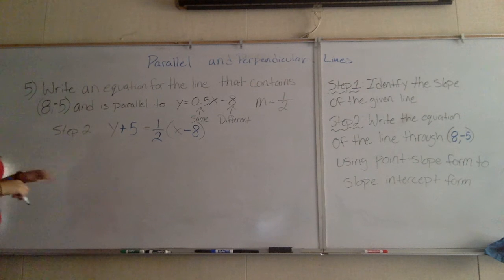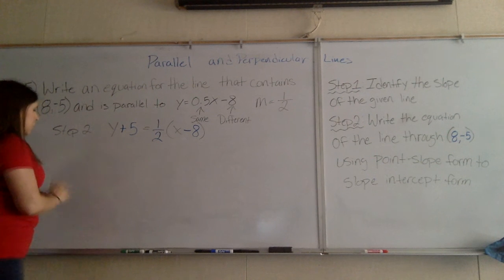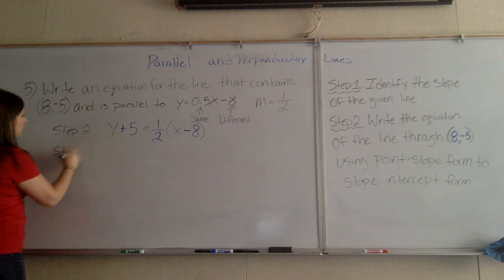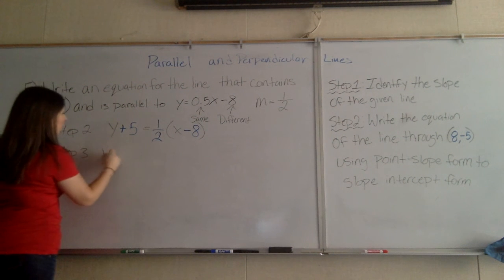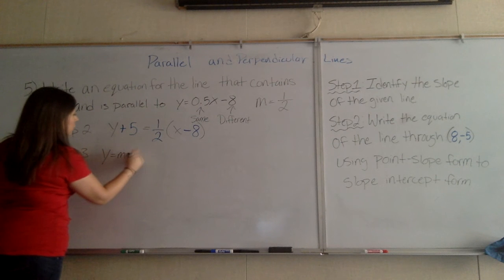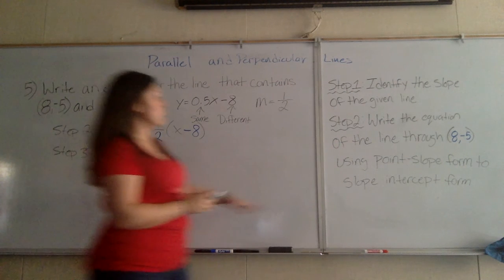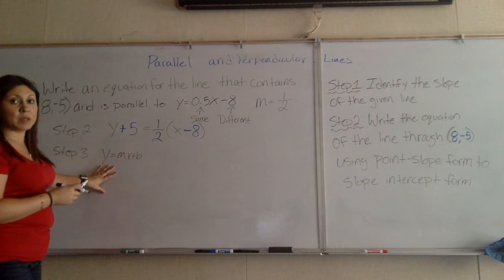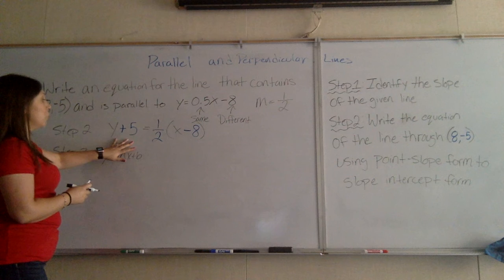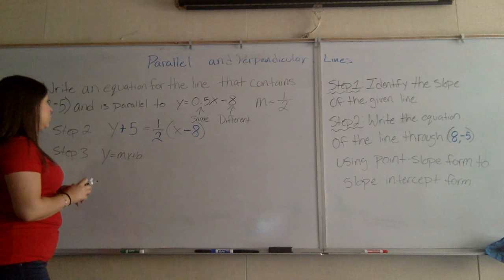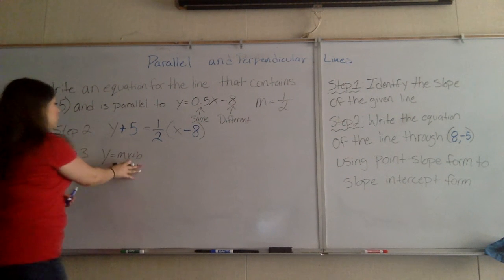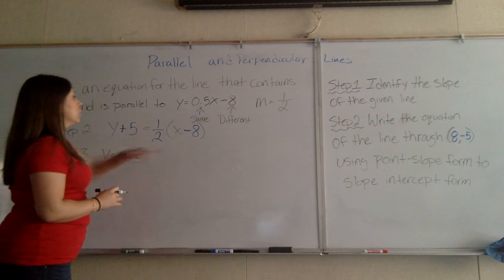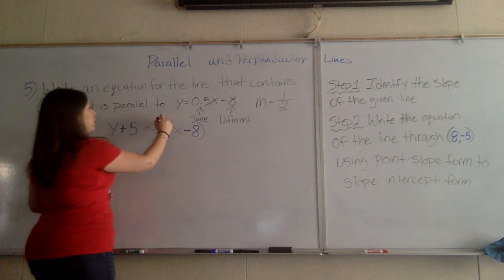So for step 3, I need to make it look like my slope intercept form, y = mx + b, just like we have here. So I need to transform my point slope form into slope intercept form. My slope intercept form does not have any parentheses, so I'm going to distribute that.